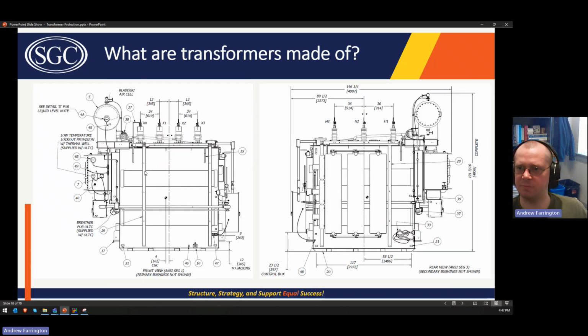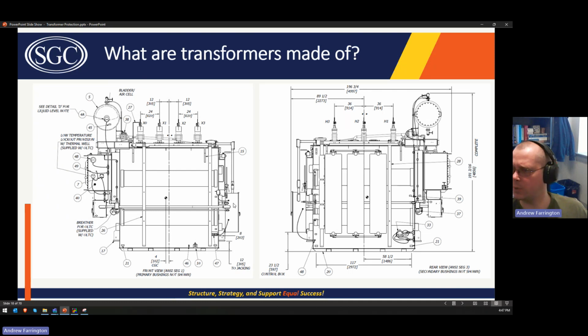Here are some side views. These are the high voltage bushings here, low voltage bushings here. The X0 bushing is connected to the neutral of the transformer's Y winding. And then this is a copper bar that's coming down the side of the transformer and ending with a couple of holes here that you can then tie to the ground grid. So that would be your solid grounding connection. That's what it looks like.